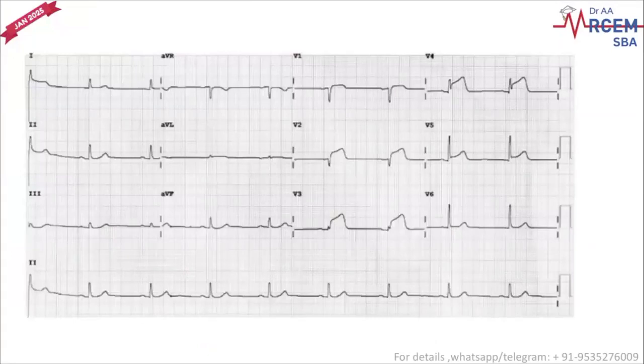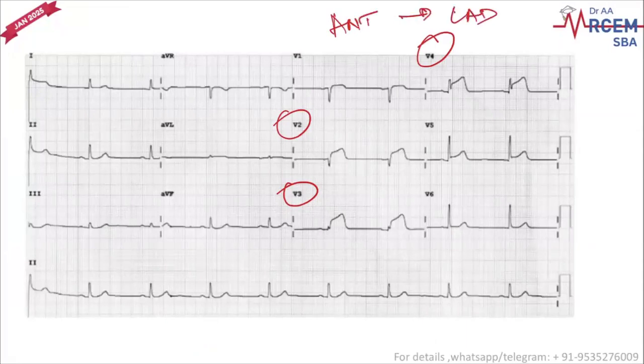Let us see a few of the ECGs and make out what we are seeing here. We are seeing an ST segment elevation in V2, V3, V4 here. So it is an anterior wall myocardial infarction that you are having. Most likely the culprit artery will be the LAD.